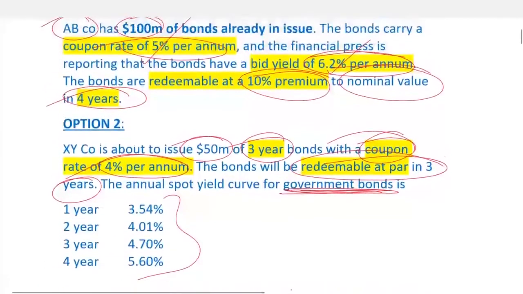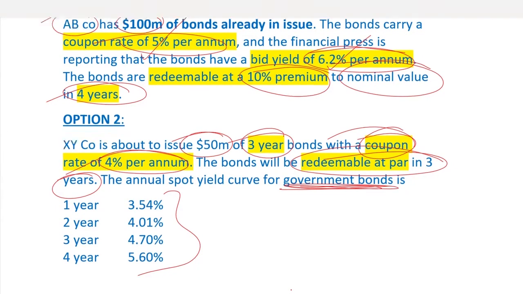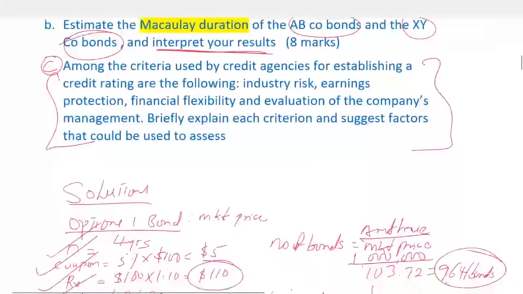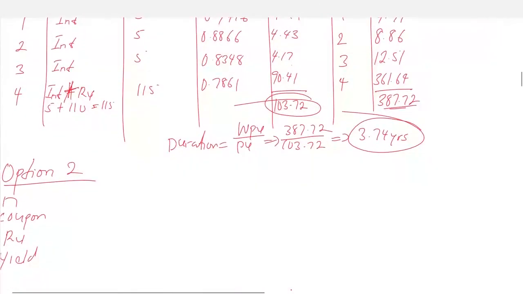Now see option 2. The examiner says ESCO is about to issue $50 million bond. Irrelevant. For how many years? 3 years. That's relevant to us. So let's come here. Under our number of years, this answers the question. Number of years is 3 years.